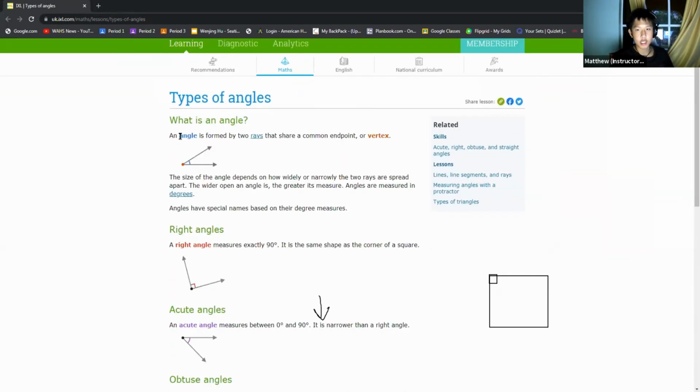Okay, so let's read. An angle is formed by two rays that share a common endpoint or vertex. This is a ray, this is a ray. So this is the angle.